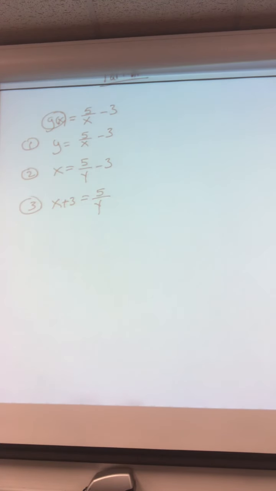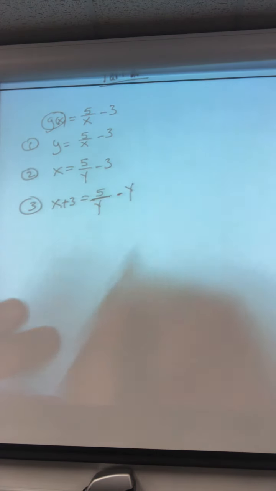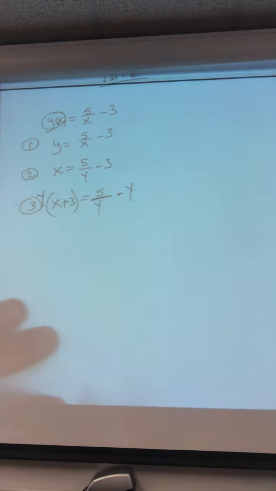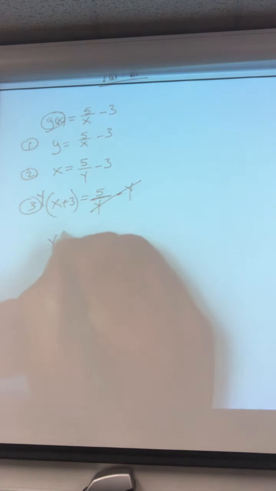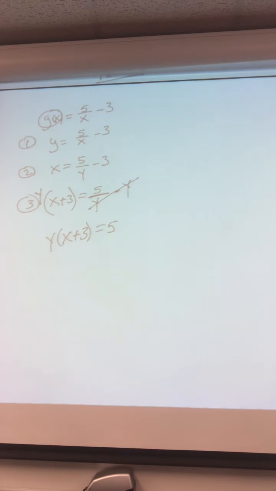Now, what's the problem here? I'm solving for y, but where is y located? It's in the bottom. So here's what I'm going to do. To get rid of this dividing y, I'm going to multiply by y. But whatever you do to one side, you have to do to the other. So multiply both sides by y. When I do, the y's cancel, which is why I did that. And so the left side, don't distribute. You'll see why in just a second. So you've got y times x plus 3 equals 5.